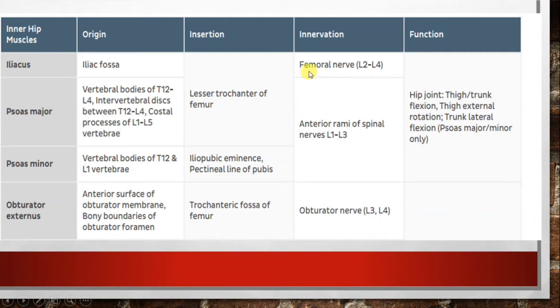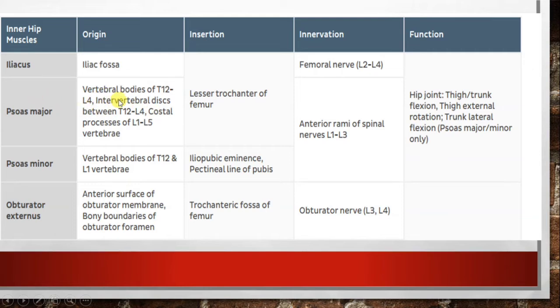Innervation is by the femoral nerve. Since iliacus lies in the somewhat anterior aspect of the thigh region, it is innervated by the femoral nerve. The functions for this muscle are thigh flexion, thigh external rotation, and trunk lateral flexion. Psoas major and minor also do lateral flexion.